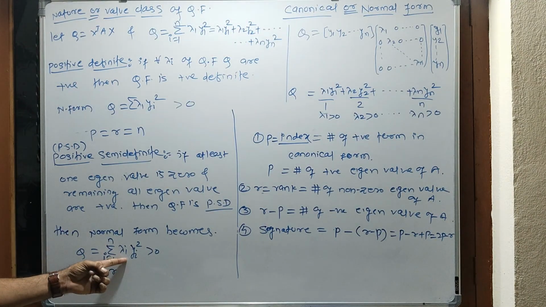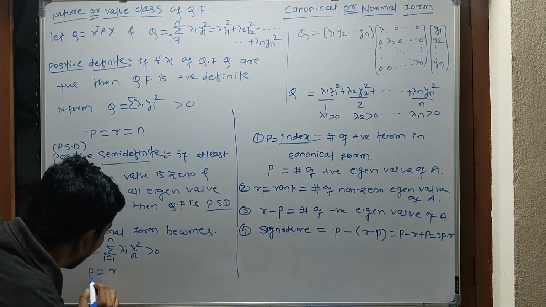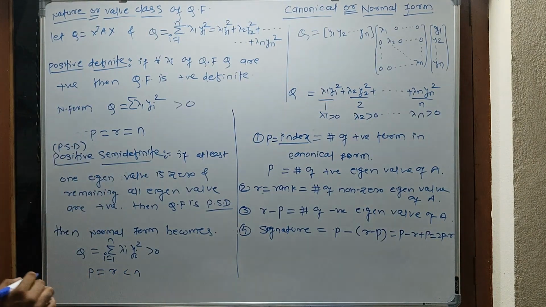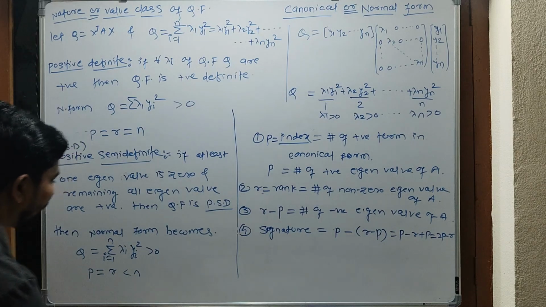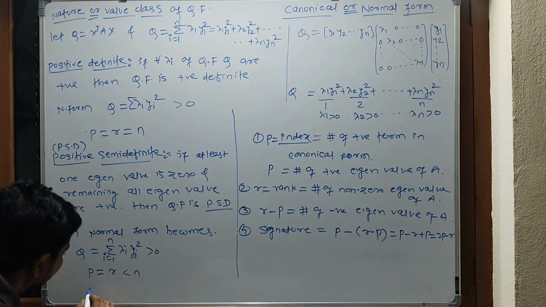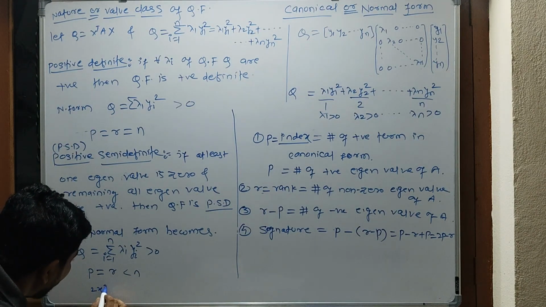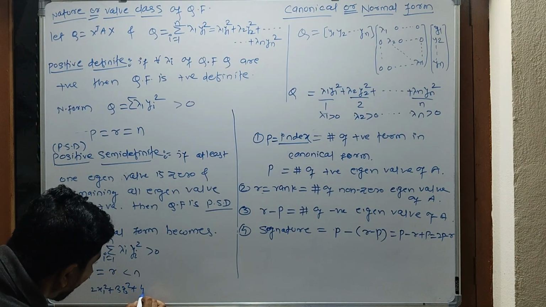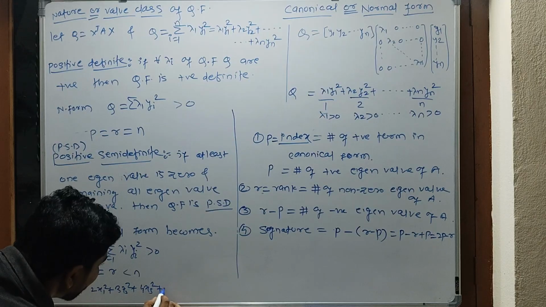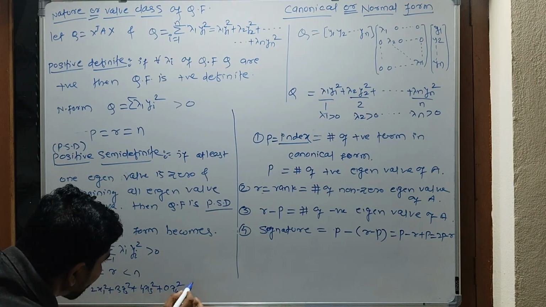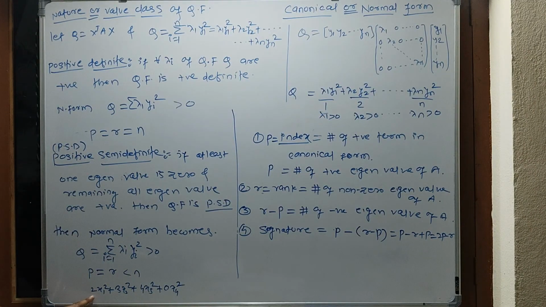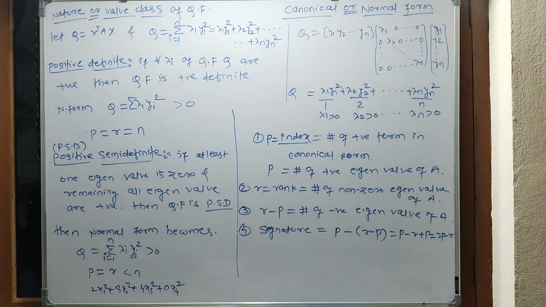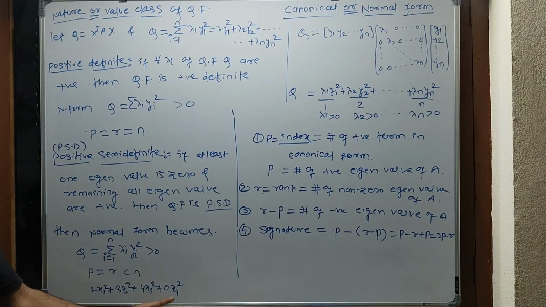So here all the eigenvalues are positive and non-zero and one eigenvalue is 0. So that's why I can write p equal to r, which is less than n. Here, for example, in case of 4 I will prove this relation. Let's say 2x1 square plus 3x2 square plus 4x3 square plus 0x4 square. Here this is the quadratic form in 4 variables x1, x2, x3, x4. Here at least one eigenvalue is 0.